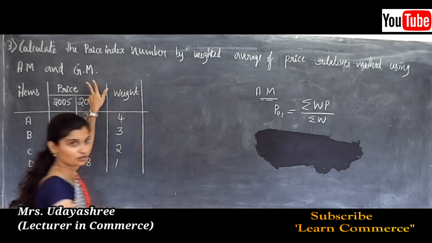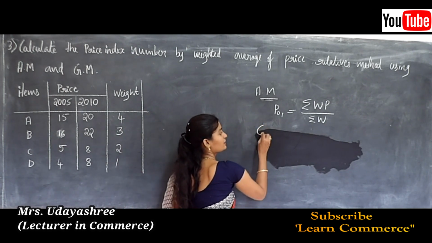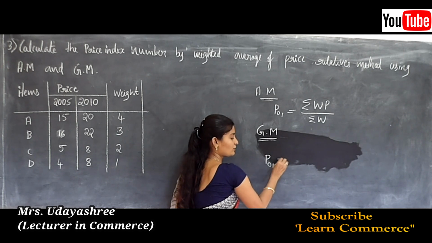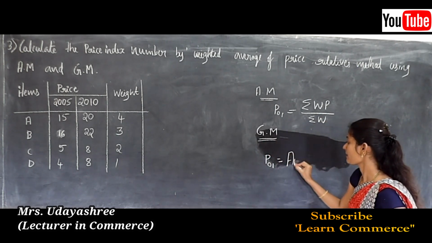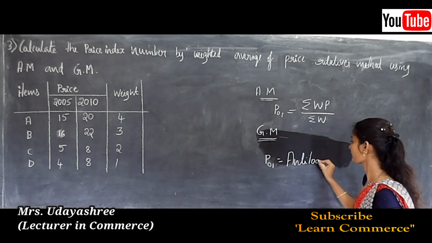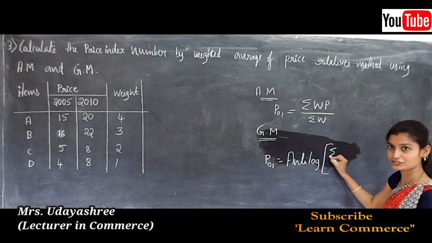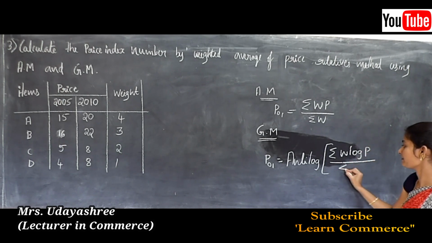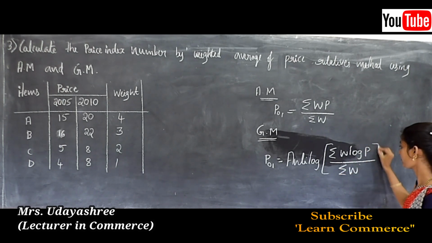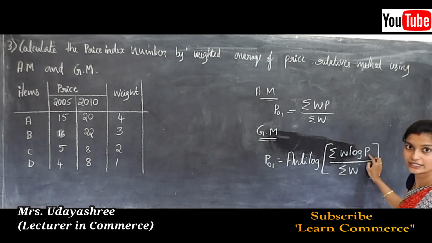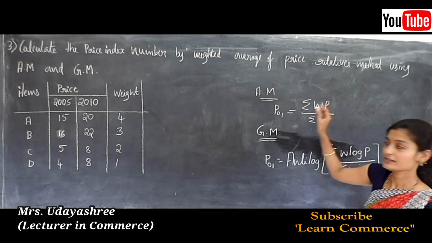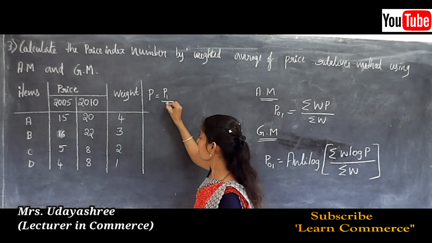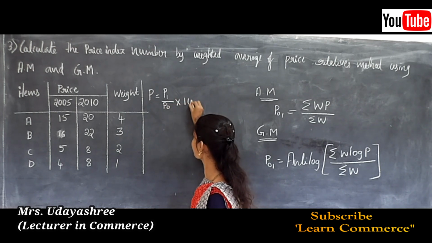Okay, to calculate geometric mean, the formula is P01 is equal to anti-log of summation W log P divided by summation W. Okay, we know how to calculate P. To calculate P, the formula is P1 divided by P0 into 100.